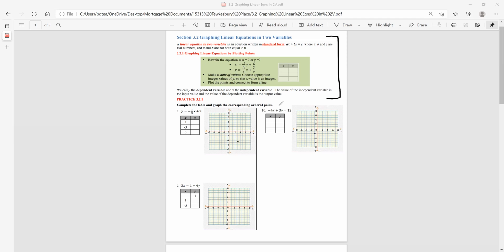But in number 10, they didn't give us any values, so we can choose our own points. The points we're going to use will be very nice: 0 and very small numbers like 1. So in 1 and 5, they gave us points to plot, and in number 10, we are going to choose our own points to plot.